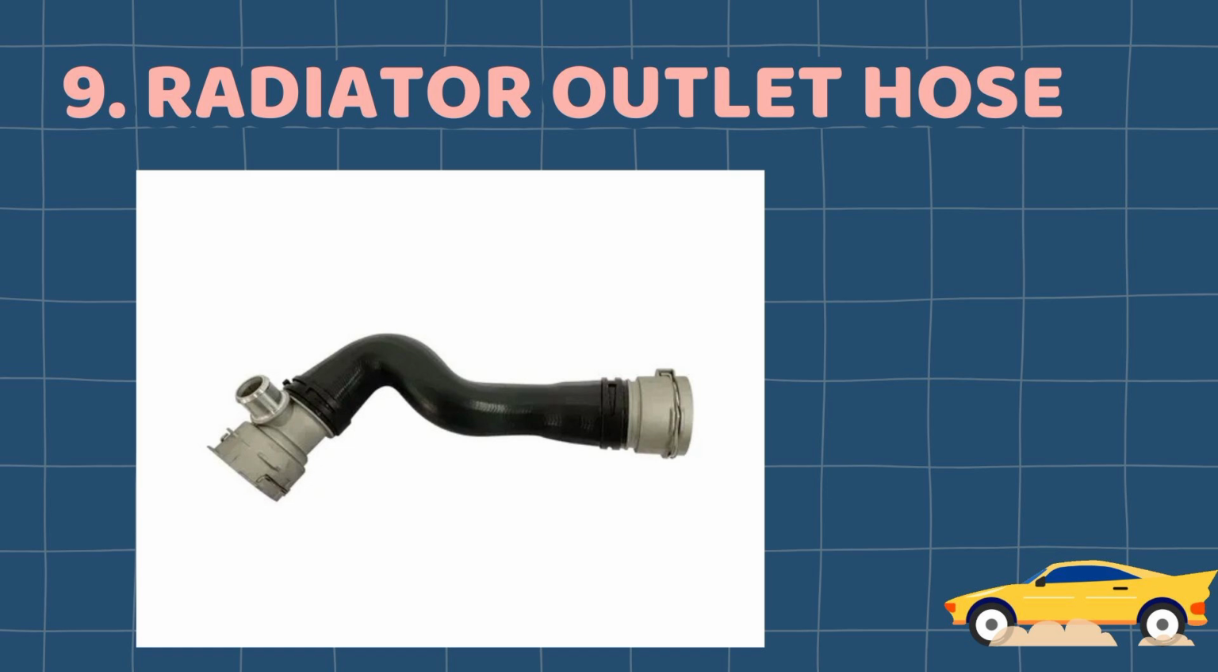This diagram is the radiator outlet hose. It is a large hose that connects the radiator to the water pump. The function of this hose is to carry cooled coolant back into the engine to continue the cycle.